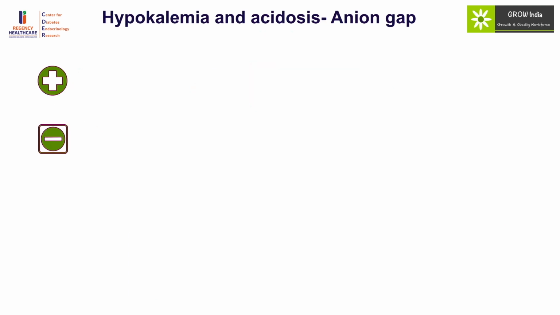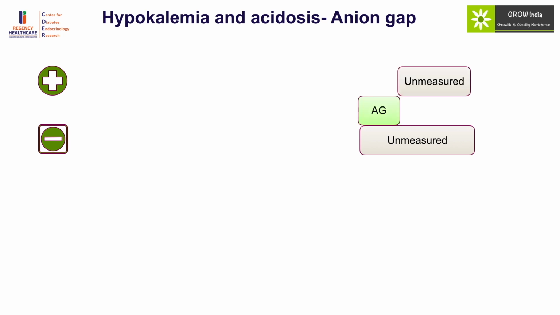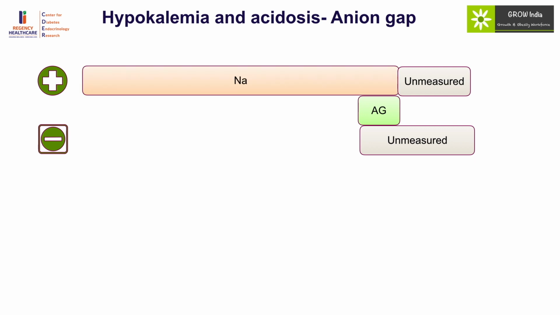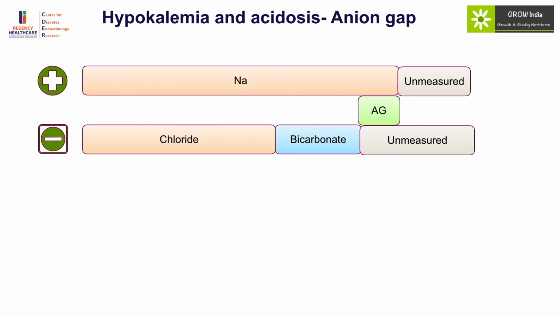As discussed, most situations of hypokalemia are associated with metabolic alkalosis. Hypokalemia with acidosis, however, is a rare situation and should prompt the possibility of renal tubular acidosis, wherein the anion gap becomes extremely important. In simple terms, the anion gap is the difference between unmeasured negative ions and unmeasured positive ions. In clinical terms, this is the difference between the measured positive ion, sodium, and measured negative ions, chloride and bicarbonate. Under normal situations, it's 10 to 12 millimoles per liter.